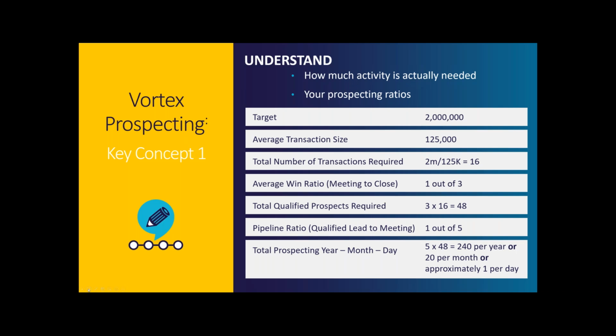Then I can start to look at, what is my win ratio? Once I get a meeting and once I first enter something into the pipeline, on average, about how many of those ultimately end up converting to clients or customers? For some of you, it might be 1 of 3. For some of you, it might be 1 of 5. But you can start to look at some of the data of your past results and calculate that.